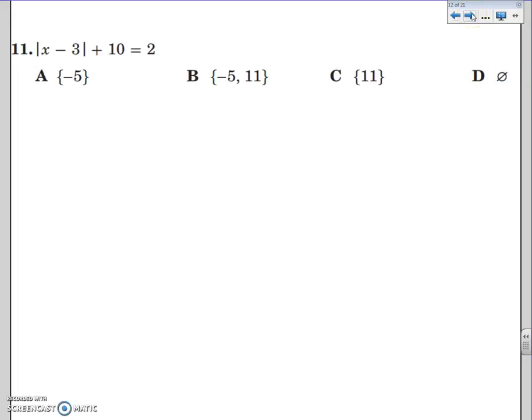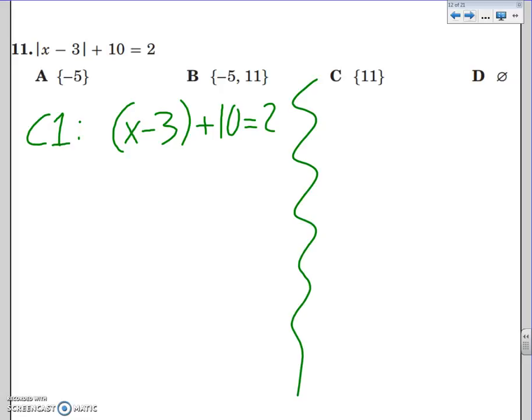Another absolute value. Again, two cases. I'll go straight to it. Case 1 is positive. Just turn the absolute value sign to parentheses, work it like normal. And we have the negative case. I was interrupted again. Alright, so put a negative sign in front.